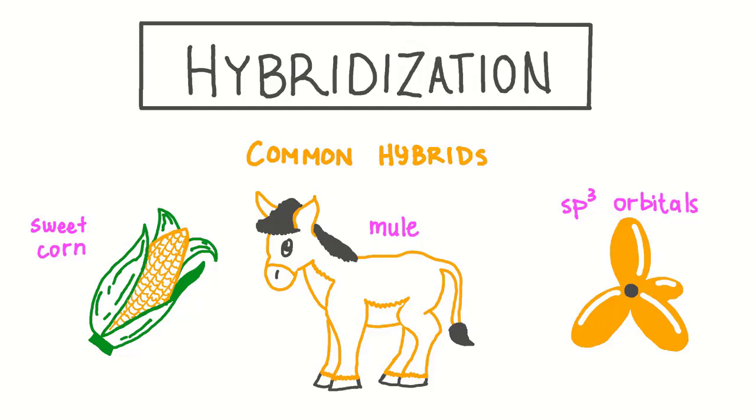In this video, we'll learn about hybridization. We'll learn how atomic orbitals hybridize and how to identify the type of hybridization in a molecule.